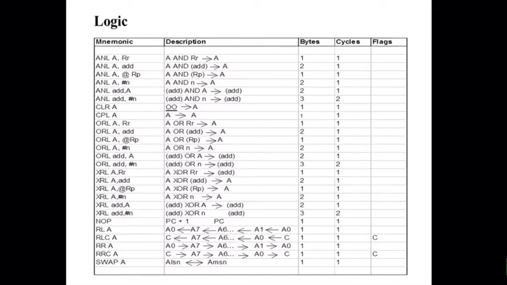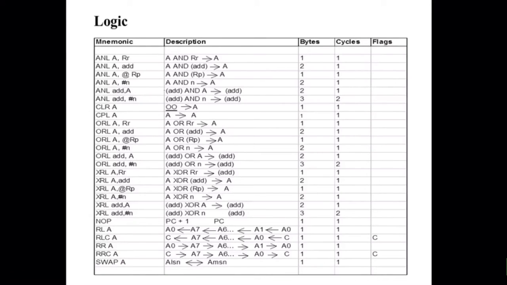XRL address, A and XRL address, #n. These are the two syntaxes you can use with address. NOP stands for no operation. With this instruction, just the address is incremented by 1, that is, the ROM location address increments by 1 if you use this NOP instruction.